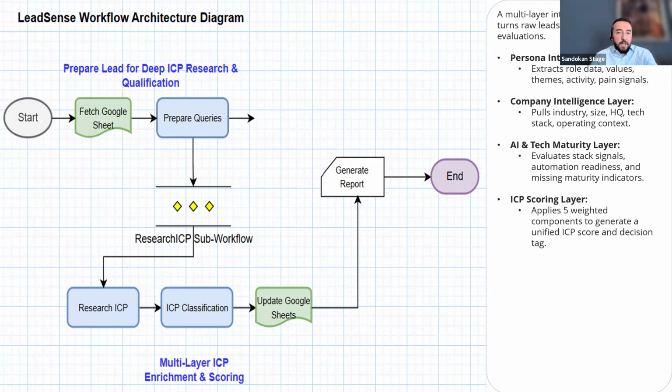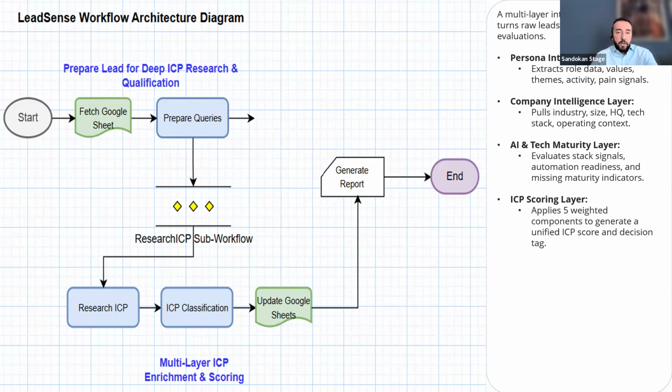Layer two, that's the company intelligence layer, right? This pulls the industry data, the company size, headquarter location, their tech stack, operating context. It's basically, is this a 50-person startup here in Denver, Colorado, or is it a 5,000 person enterprise in Singapore? Are they using modern tools or legacy systems? And are they in a regulated industry? All of this matters.